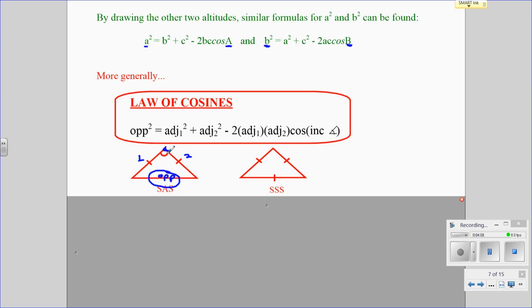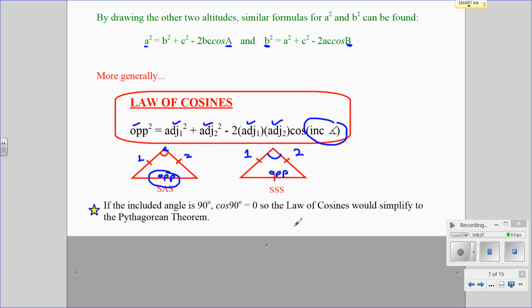I would need this included angle and then the two adjacent sides. Or let's say I had all three sides, but I wanted to find the angle. Well, then this would be my adjacent number 1, adjacent number 2. This would be my opposite, so I could fill in opposite, adjacent, adjacent, adjacent, and then I'd be trying to find the included angle. So it just depends on which piece of this equation you're actually looking for.